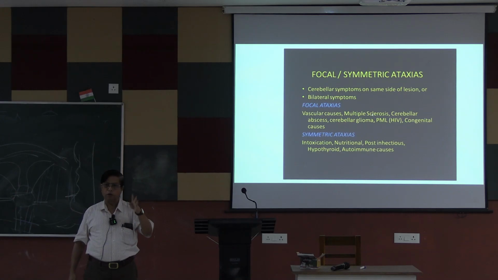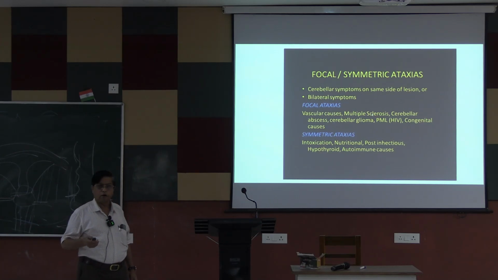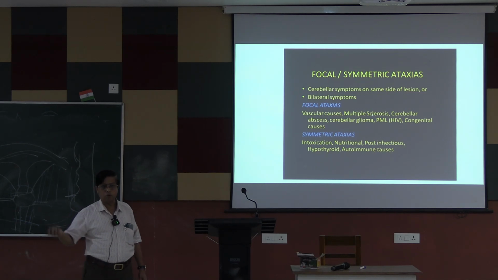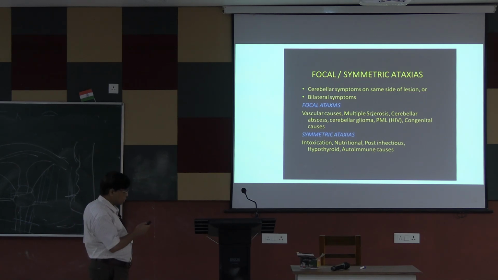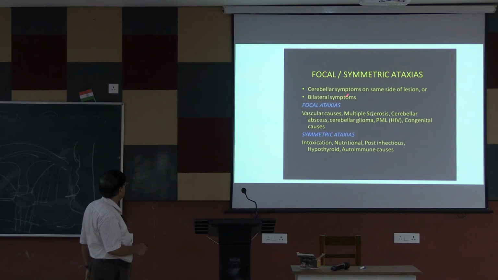If the right half of the cerebellum is affected, the symptoms will be on the right side, and on the left side if the left is affected. So it is a unilateral projection, unlike the cerebral hemisphere, which is projected to the opposite side. So this is focal: if there is a right sided cerebral lesion, these symptoms will be on the right side. That will be called focal lesions.